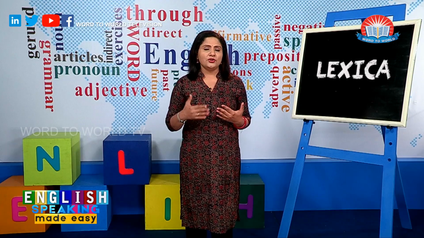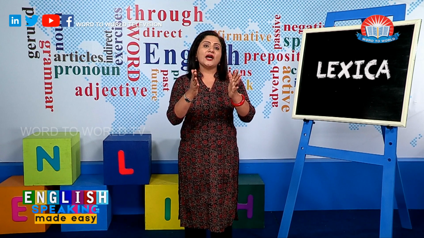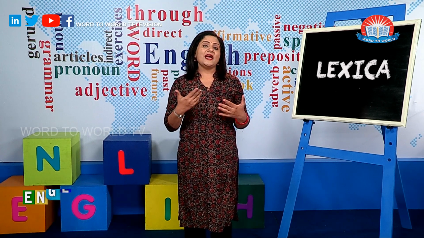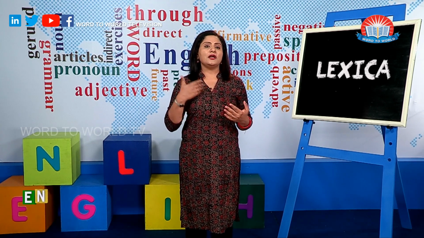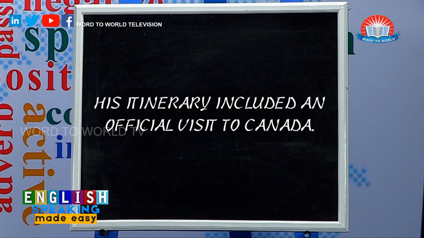If you are going abroad through a travel agent, they will already have a fixed itinerary. It is a planned route or a planned event of which places you will visit along the journey. For example, you can say his itinerary included an official visit to Canada, which means among all the things that he had planned, this was also on the list, that is visiting Canada too.